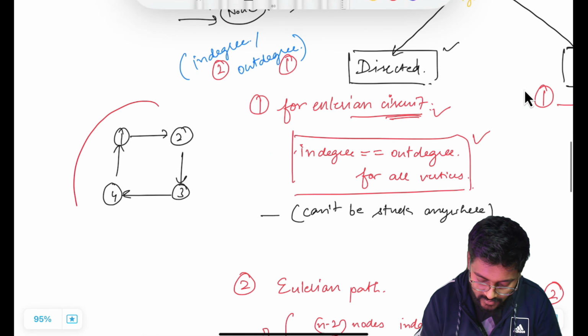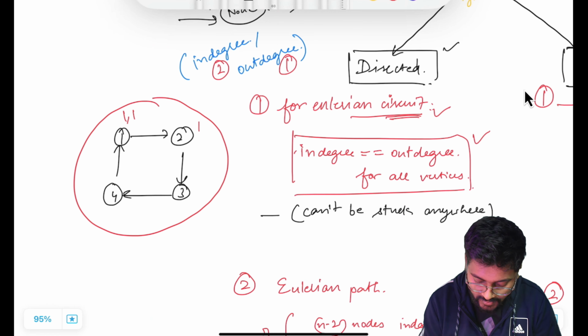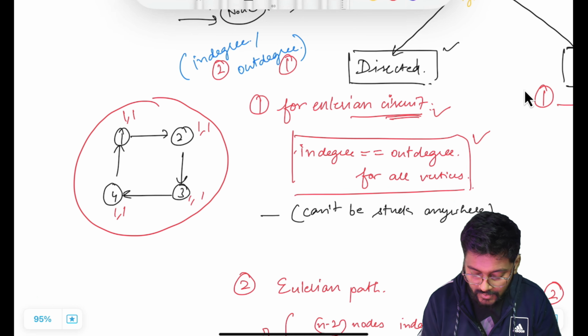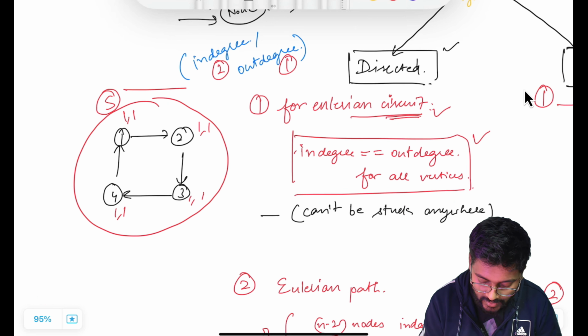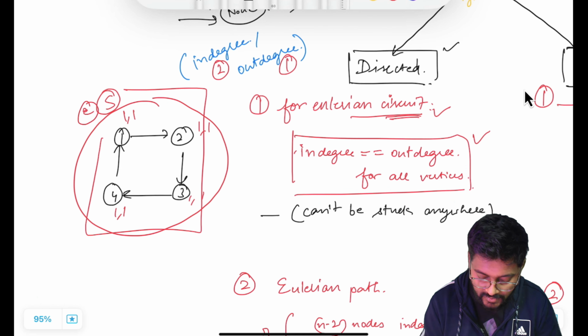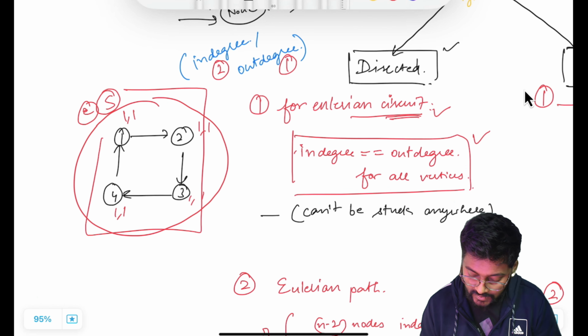Let's have a look at this one. Here 1 is having in degree 1, out degree 1. In degree is 1, out degree is 1. And same for the other nodes. So if all the vertices are having in degree equal to out degree, we can directly say that it is containing Eulerian circuit. So if we start from 1, I will be able to come back to 1 after completing my circuit. The source starting and ending as same vertex.